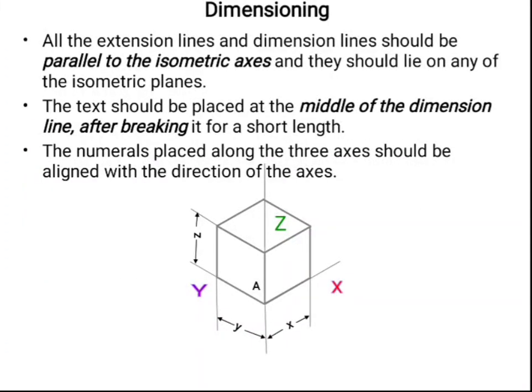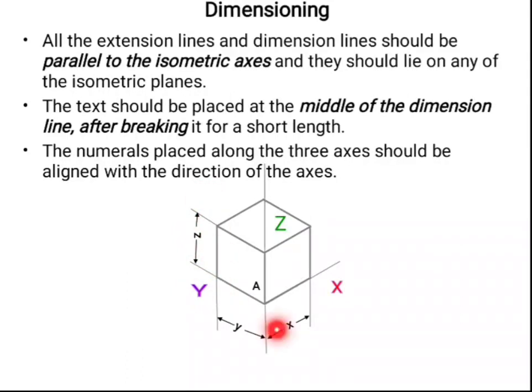Now you have to remember the following points while dimensioning isometric views or isometric projections. All the extension lines and dimension lines should be parallel to isometric axis, and they should lie on any of the isometric planes. The text should be placed at the middle of the dimension line after breaking it for a short length. The numerals placed along the three axes should be aligned with the direction of axis. These dimension lines should be aligned with any one of the x, y, z planes.